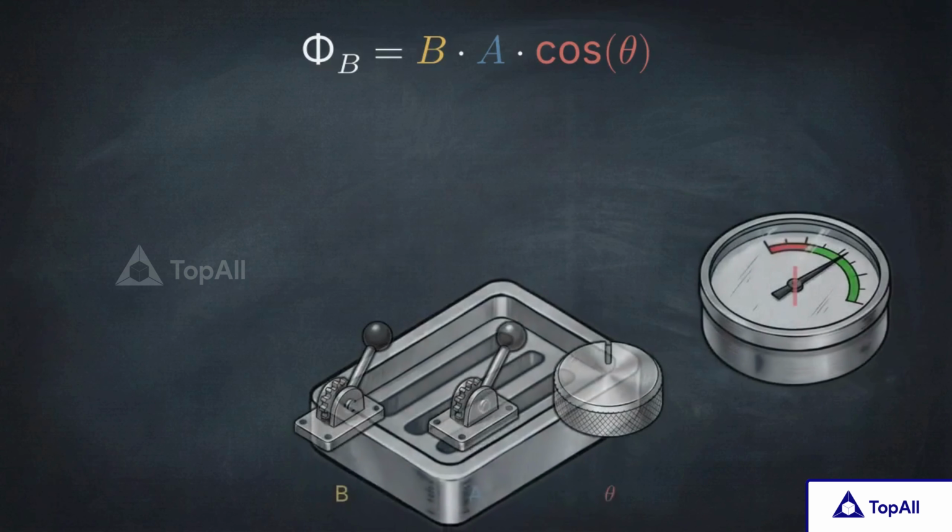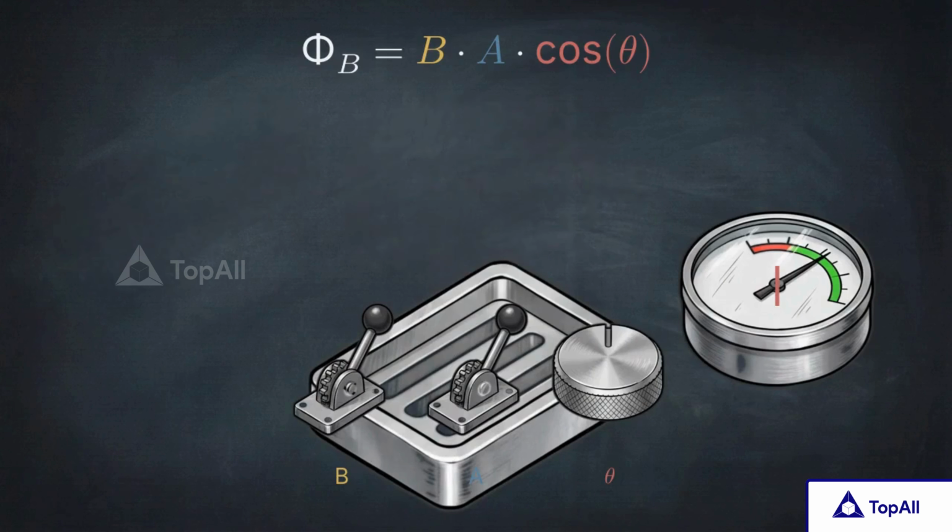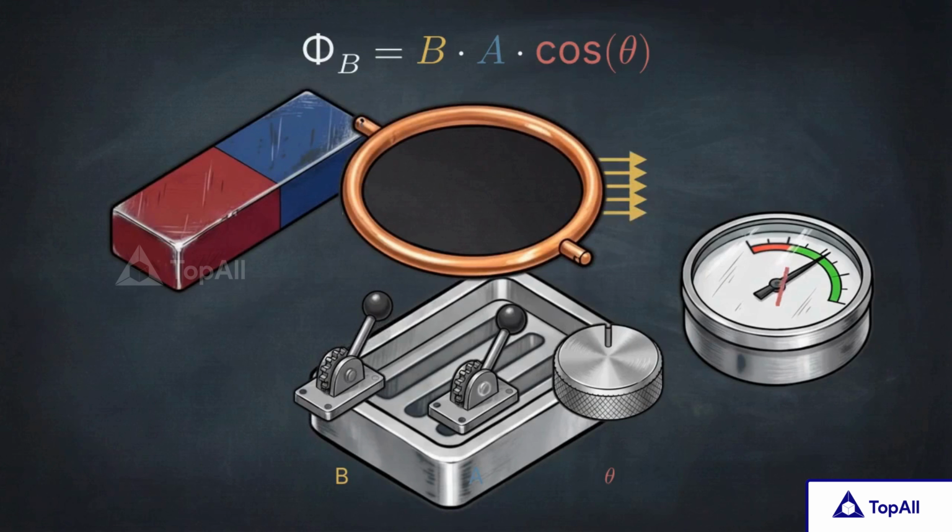We can break open that magnetic flux variable to reveal its three internal geometric components. Flux equals the magnetic field B multiplied by area A and the cosine of the angle theta between them. Theta is the angle between the magnetic field vector and the area vector of the coil.